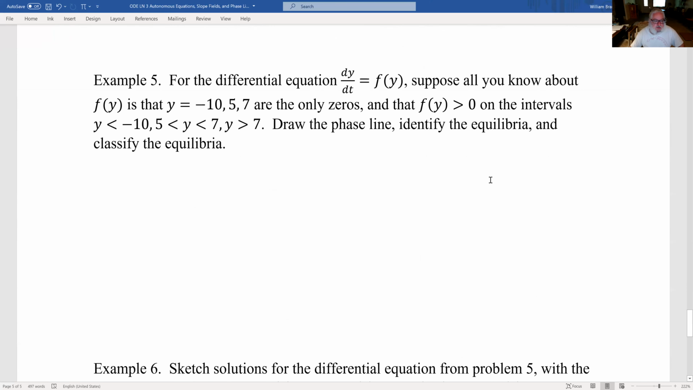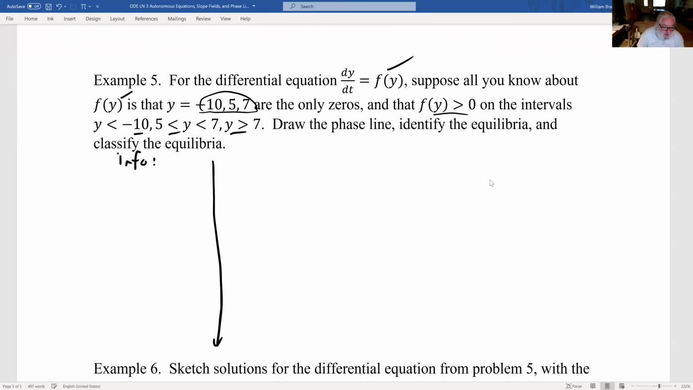So here's another example. Suppose all you know about the right-hand side of this autonomous differential equation is that these are the only zeros of the right-hand side, and that the derivative is positive on these three intervals. So what are the possible phase lines? One possible phase line, well, we'll just throw down the information that we have. So the phase line is y.